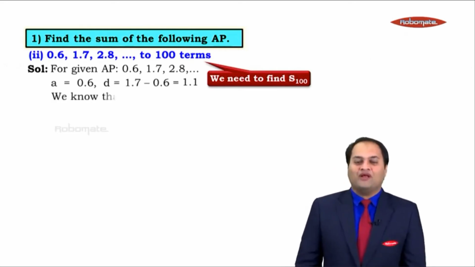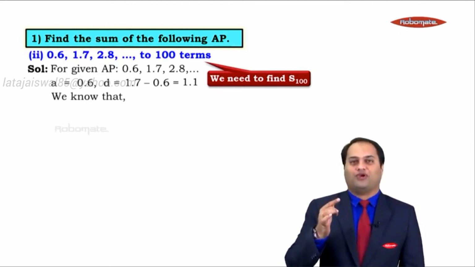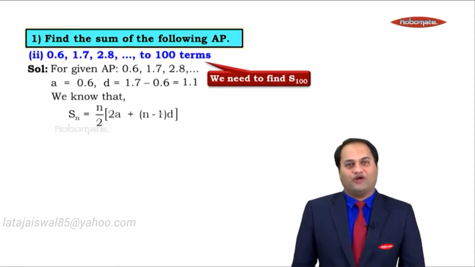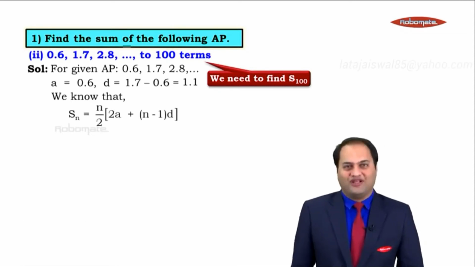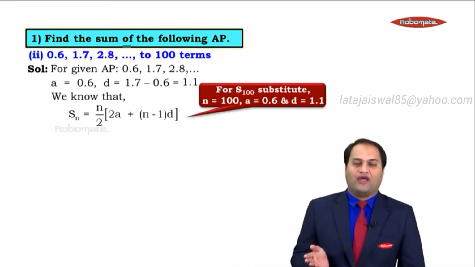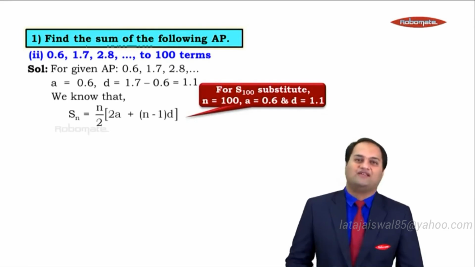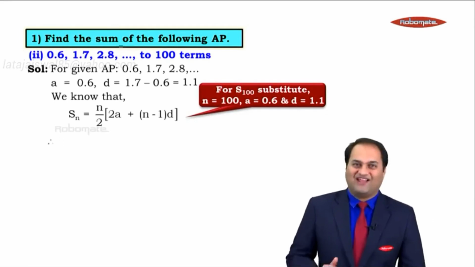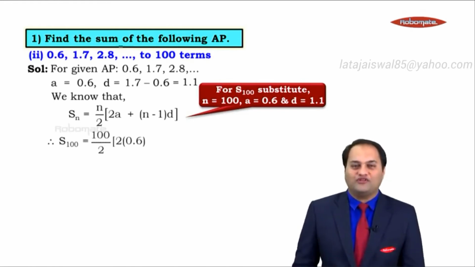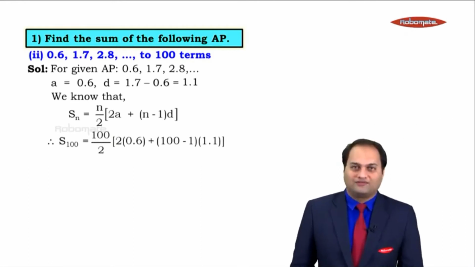Let's do it. Because d is known to us, we'll be using the first formula. What's the first formula? Sn is equal to n upon 2 into 2a plus n minus 1 into d. Now to find S100, we need to substitute n is equal to 100, a is equal to 0.6 and d is equal to 1.1. Let's do it. What do we get? 100 upon 2 into 2 into 0.6 plus 100 minus 1 into 1.1.